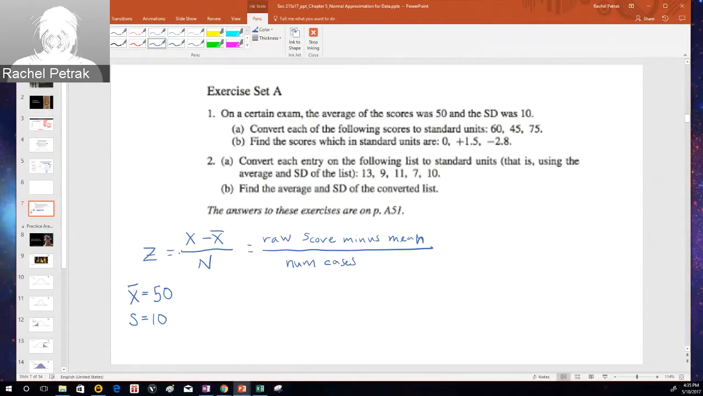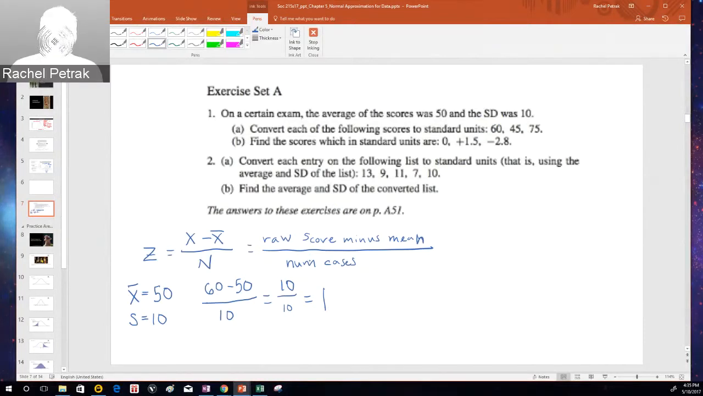So to convert this now, let's just go ahead and convert 60 to standard units. We would take 60 minus our mean of 50 and just divide by 10. And we can see here the math is not hard. 60 minus 50 is 10 over 10. So this is going to give us a z-score of 1.